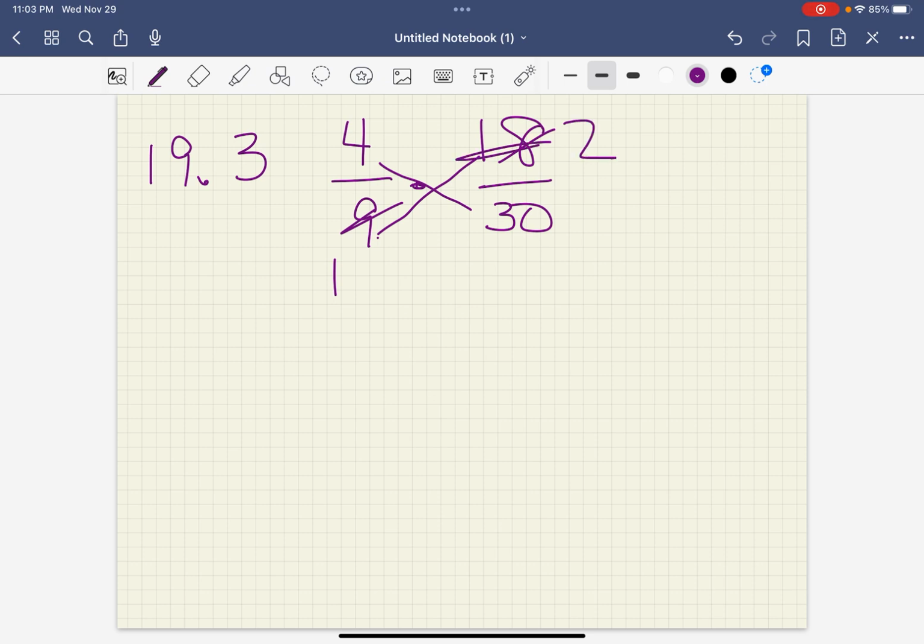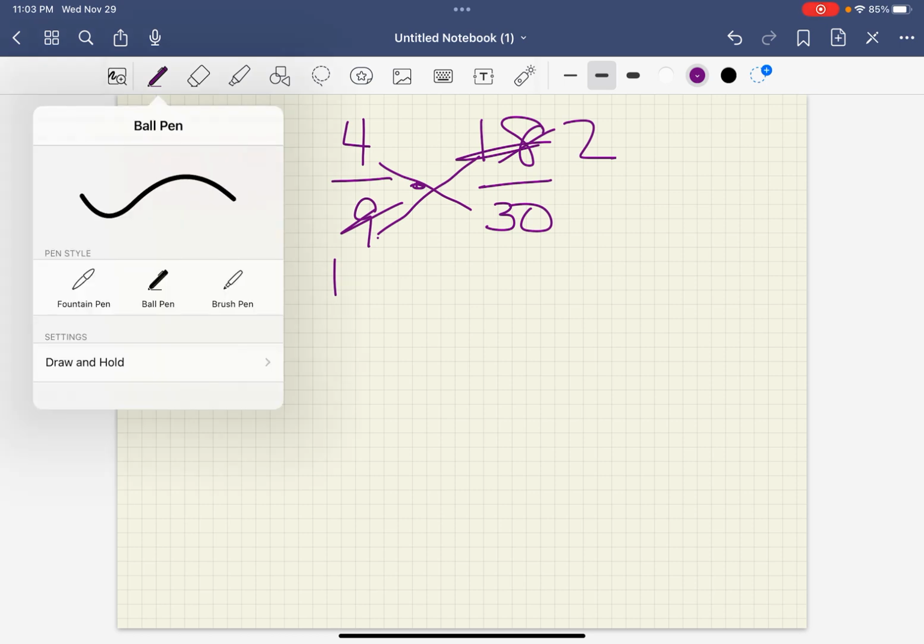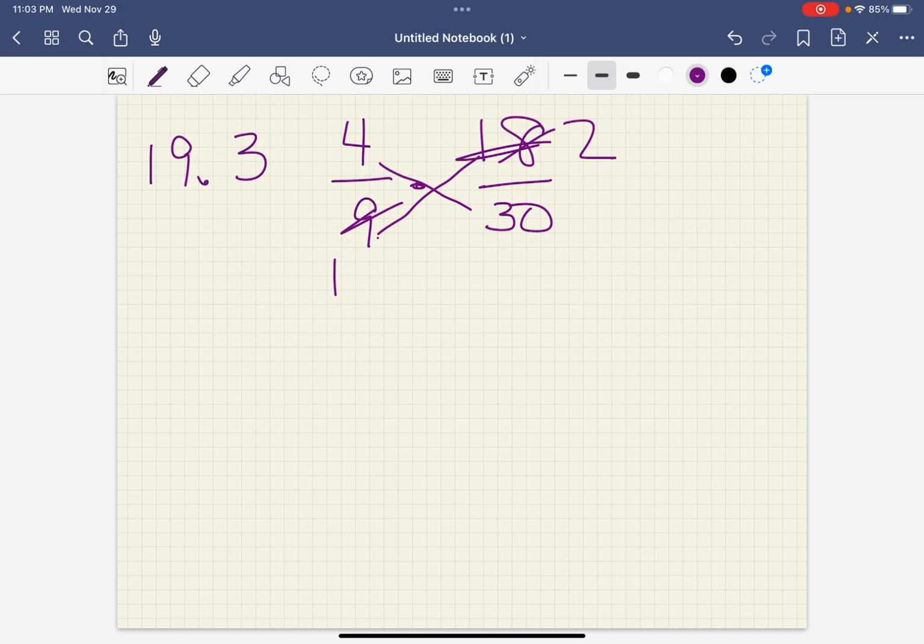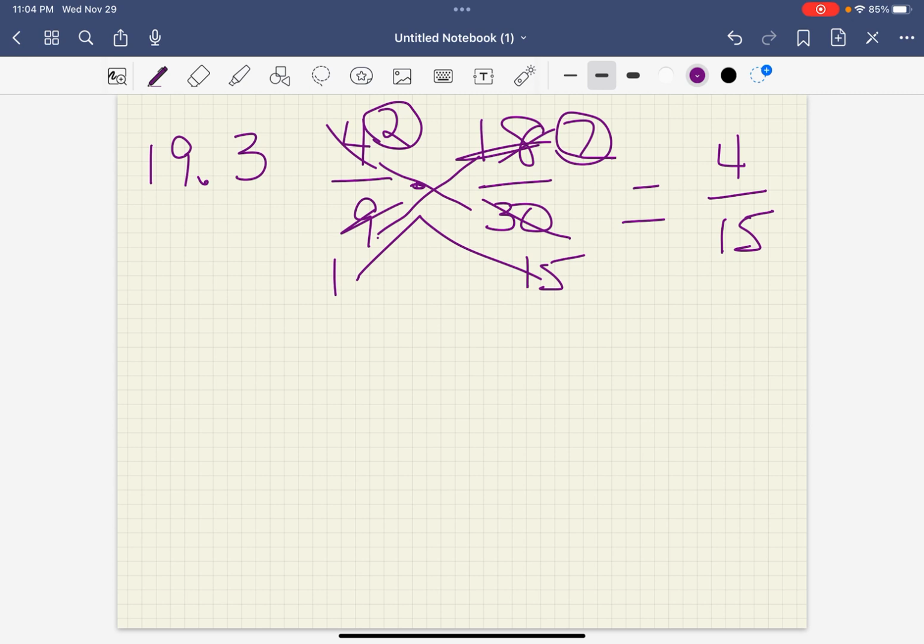Okay, then look at the 4 and the 30. The 4 and 30 are both even numbers, so they're both divisible by 2. So 4 divided by 2 is 2, and 30 divided by 2 is 15. So now there's no longer anything that will cancel, so we multiply what's left. So that's 2 times 2, which is 4, over 1 times 15 is 15. And there's nothing else that will reduce for 4/15, so it's in simplest terms.